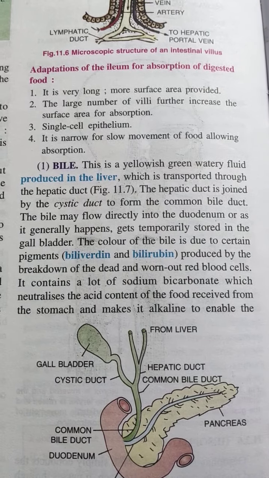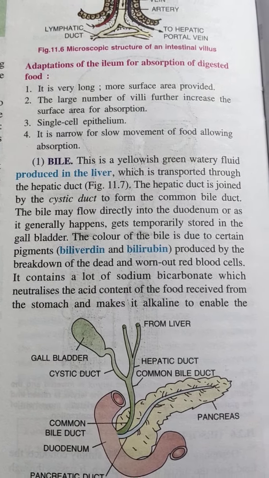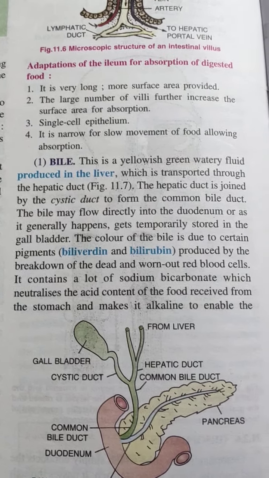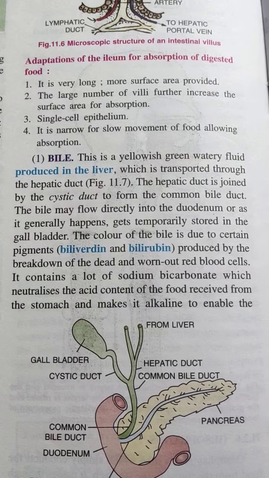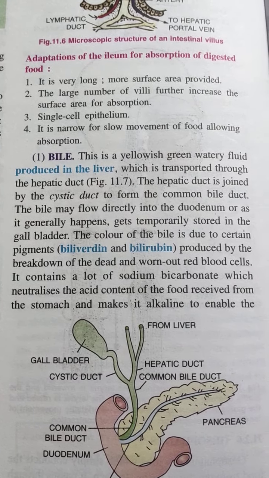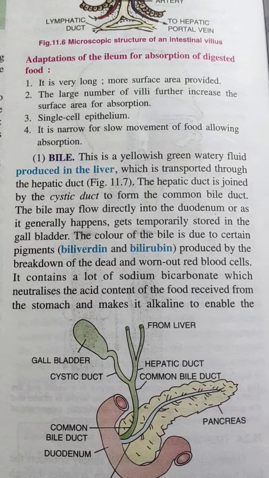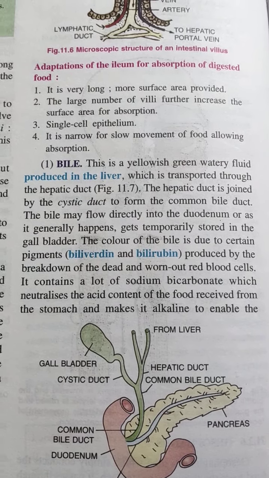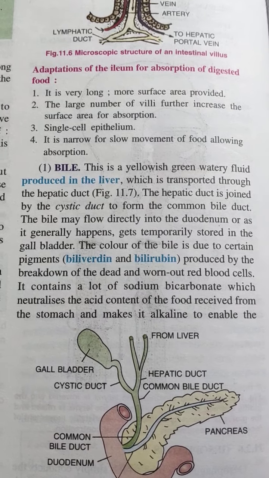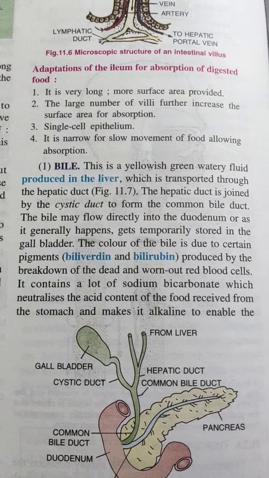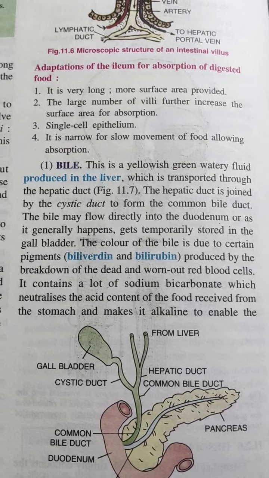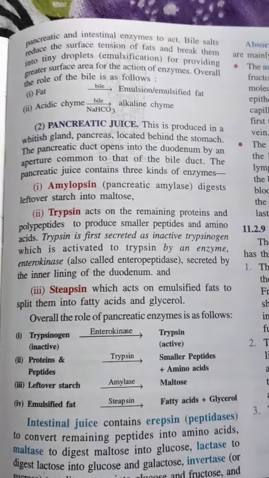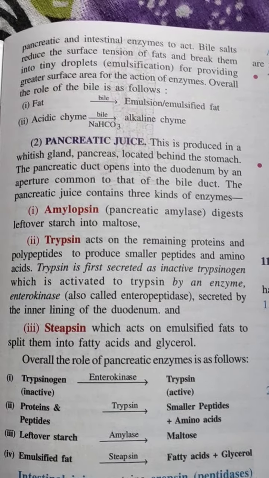Okay. Now, the color of the bile is due to certain pigments. Now, both the names of the pigments are very important. Biliverdin and bilirubin, produced by the breakdown of the dead and worn out red blood cells. This also you have to remember from where we are getting these two pigments. Okay. It contains a lot of sodium bicarbonate which neutralizes the acid content of the food received from the stomach and makes it alkaline to enable the pancreatic and intestinal enzymes to act.